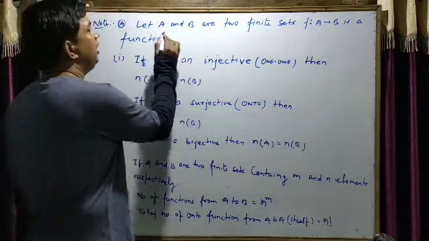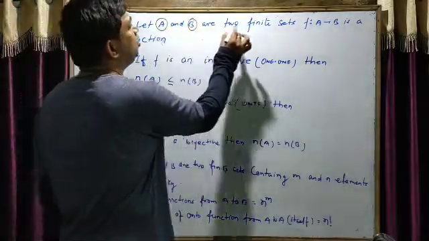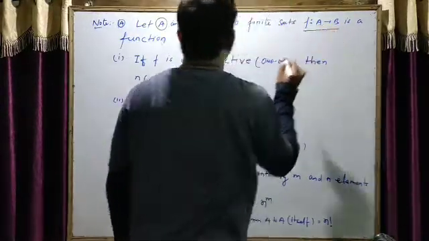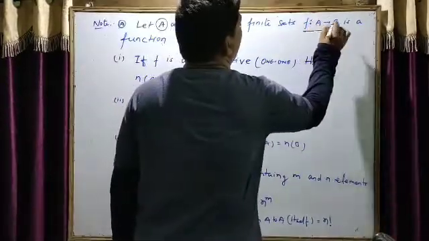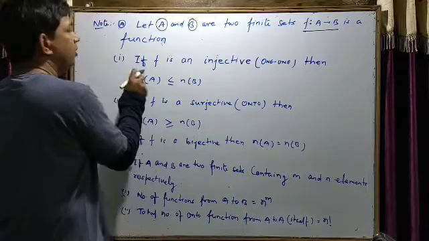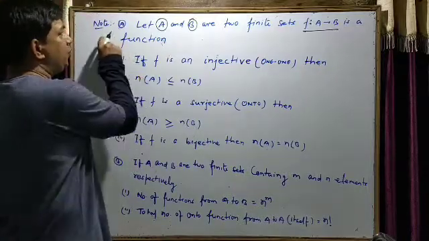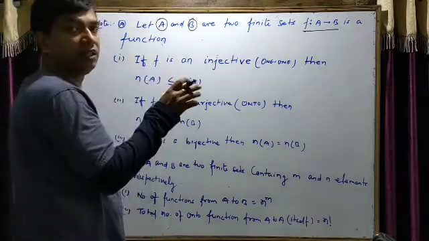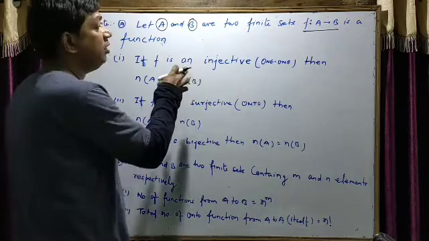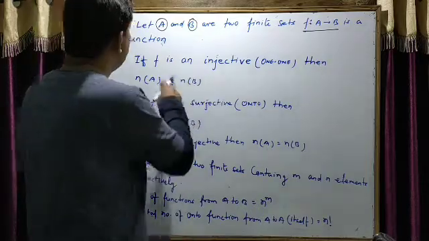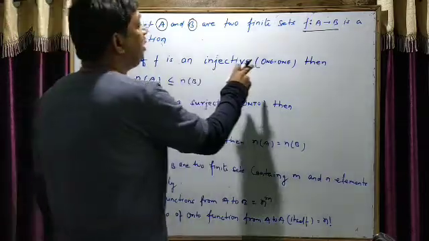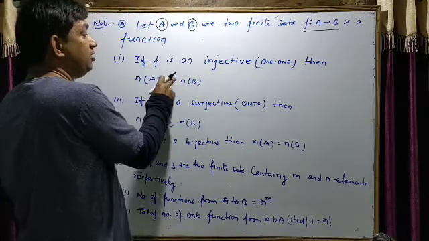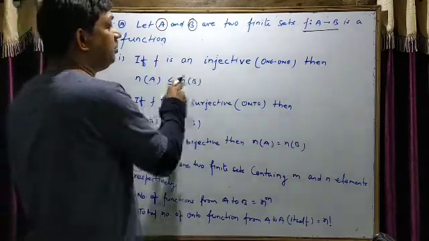First of all, it is written: let A and B be two finite sets, and f is a function from A to B. Then we have some points which we have to take as a note. They are very helpful for multiple choice questions, very short type questions, and fill in the blanks. Now if f is injective, that means one-one, then the number of elements present in set A is less than or equal to the number of elements present in set B.